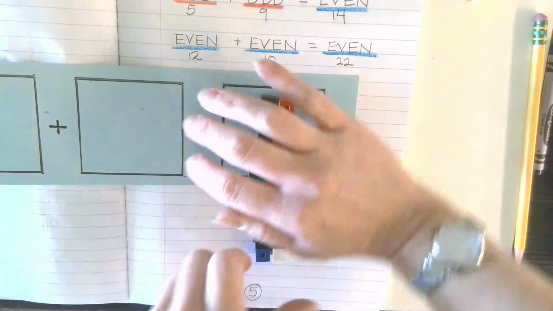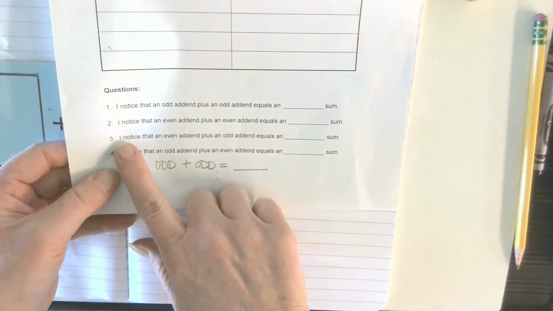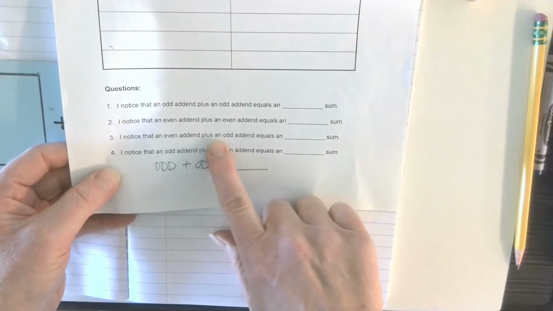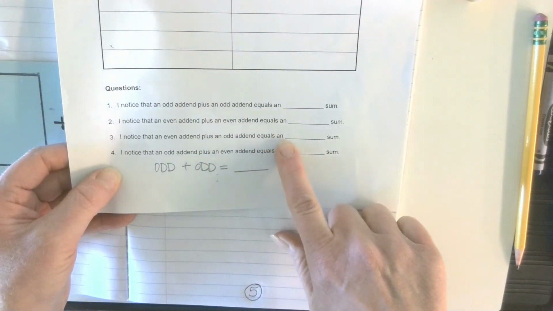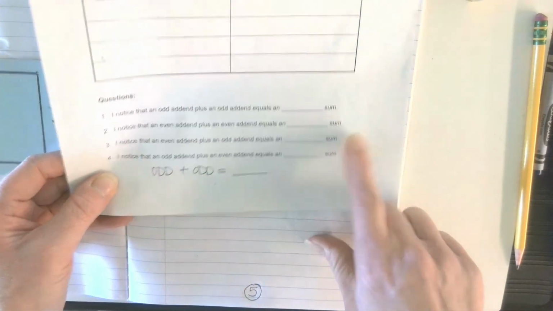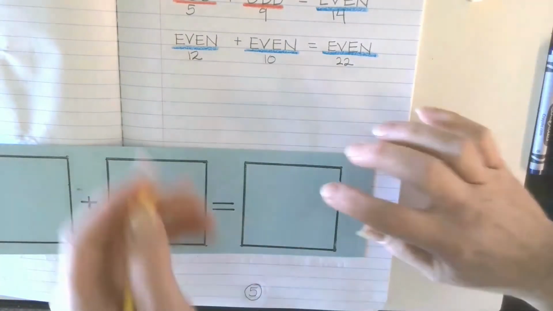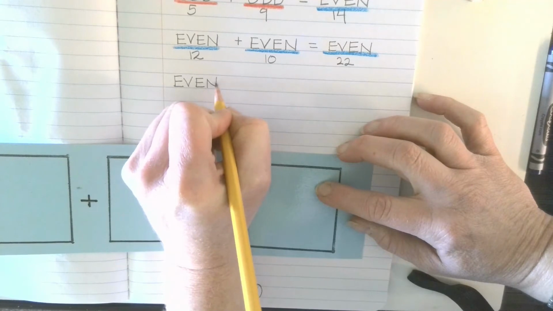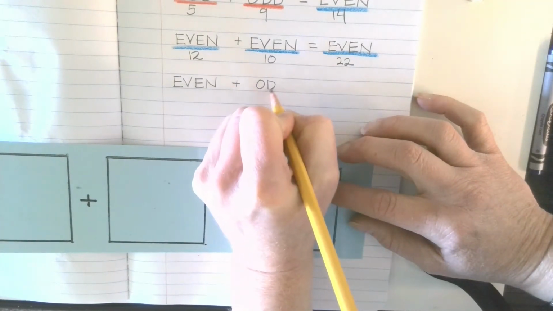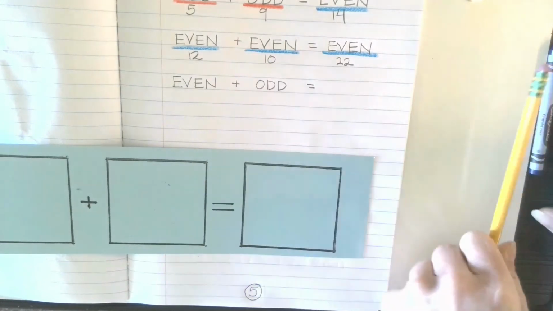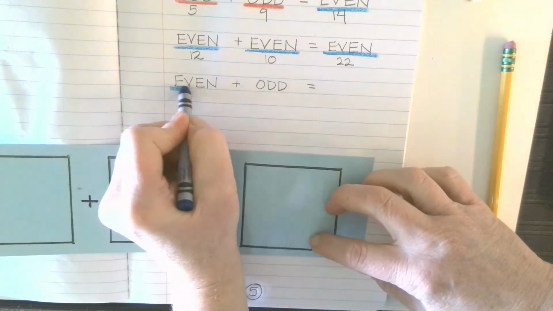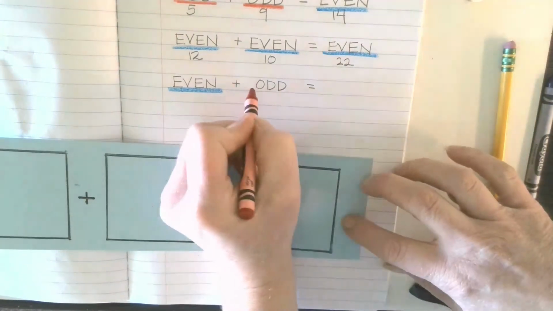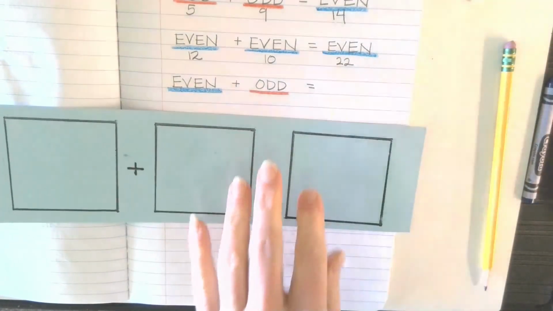Okay. Let's move on. So the next one on this page says, I noticed that an even addend plus an odd addend equals a blank sum. So we're going to do an even plus an odd. So I'm going to write even plus odd equals what? Even I'm going to underline in blue. Odd I'm going to underline in red.